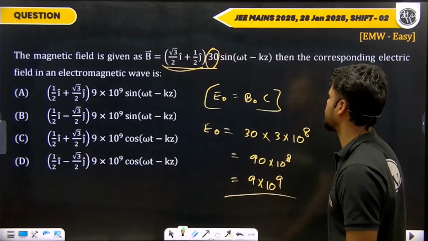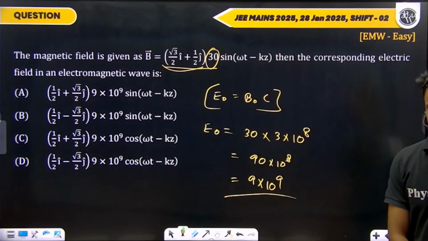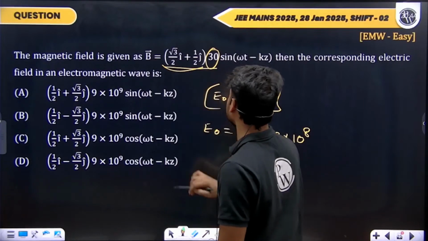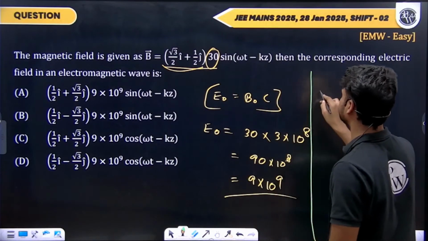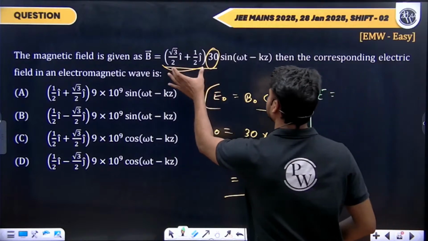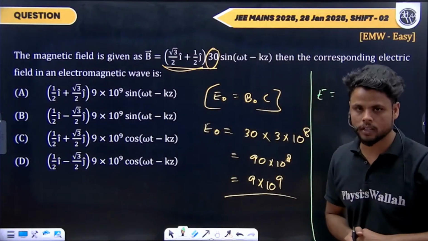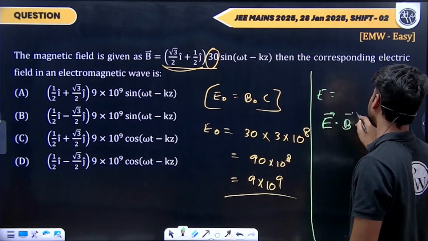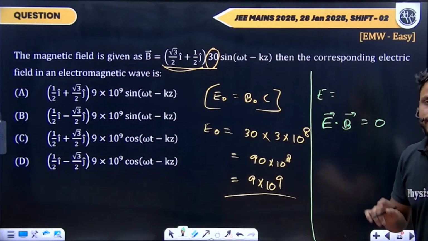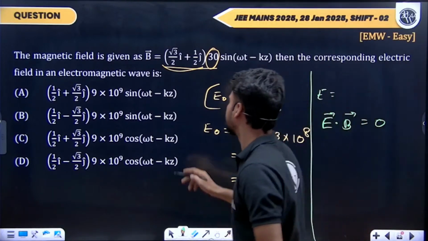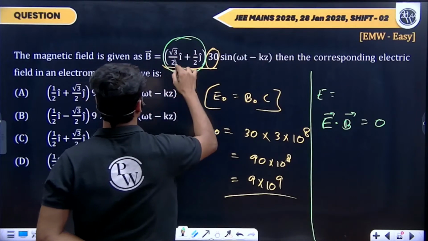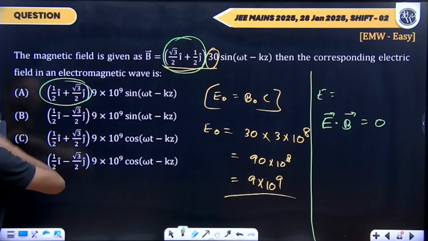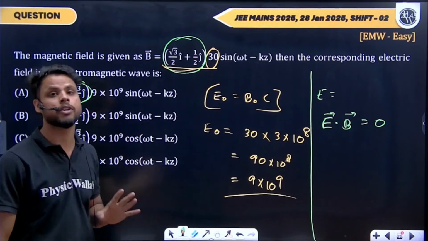Now moving to the question part. So this is our amplitude. From here we can say that this is our magnetic field, and on taking the dot product of electric field and magnetic field, E dot B, it will be 0. Why? Because magnetic field and electric field are perpendicular. So from here we are getting root 3 i cap plus 1 by 2 j cap. On taking the dot product of these two, we are not able to get 0. So that's why this option will not be correct.